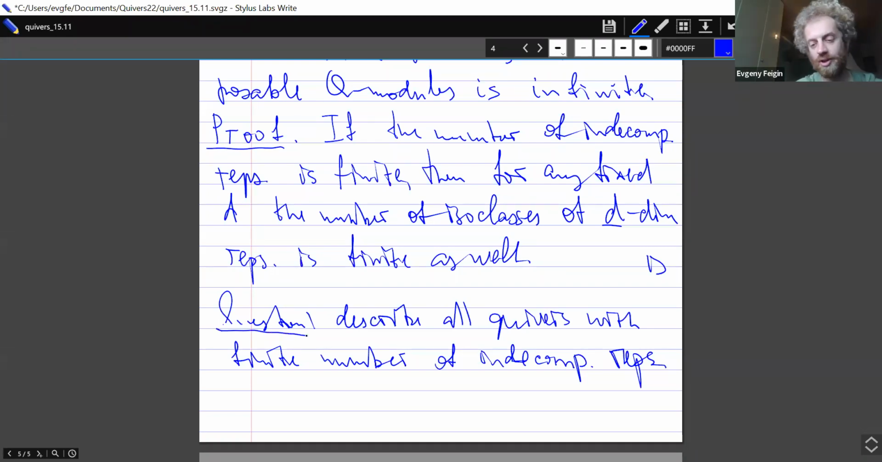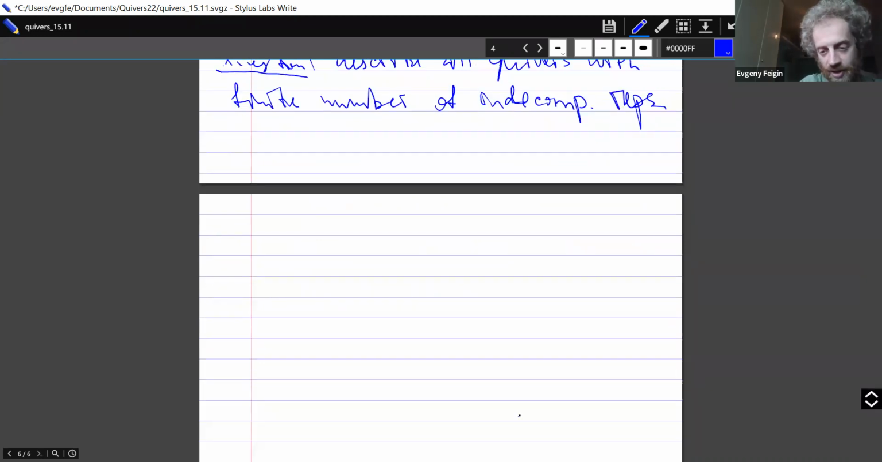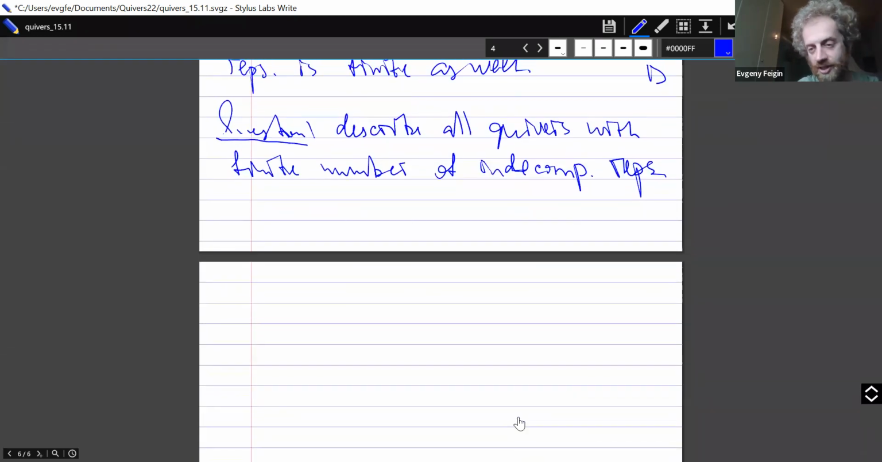Yes, so the answer is given by Gabriel's theorem, which says that these are only ADE type quivers. And we see that the form is important for that. So let us study it in more detail. Let us prove the following lemma. So the lemma says the following.